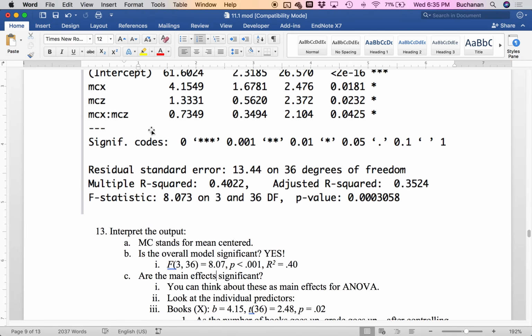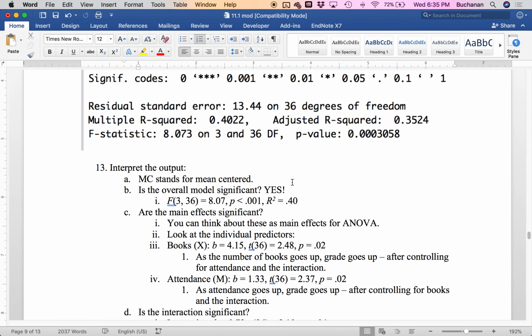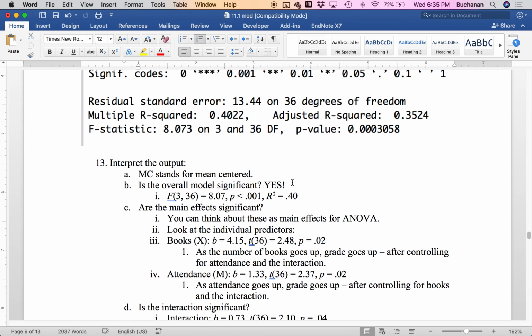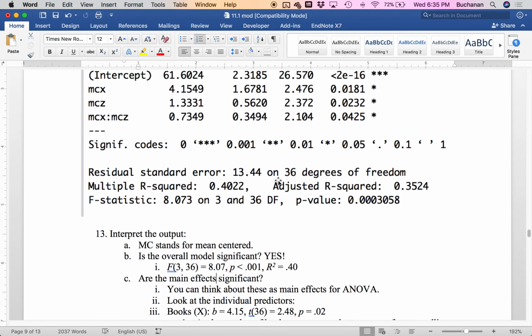For attendance, which is going to be MCZ here, because MCM, I guess, was not a good way to write this, it's 1.33. That T value is 2.37 with 36 degrees of freedom, and it gives p of 0.02, so it is also significant. So for every class you go to, your score goes up 1.33 points. I would also be going to class, be reading the books and going to class, because that's 5 points for every book and class combination. But we're really interested in that interaction.